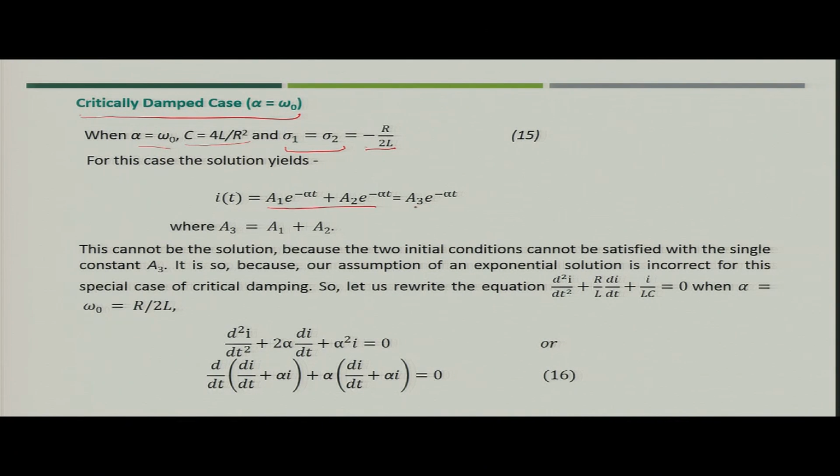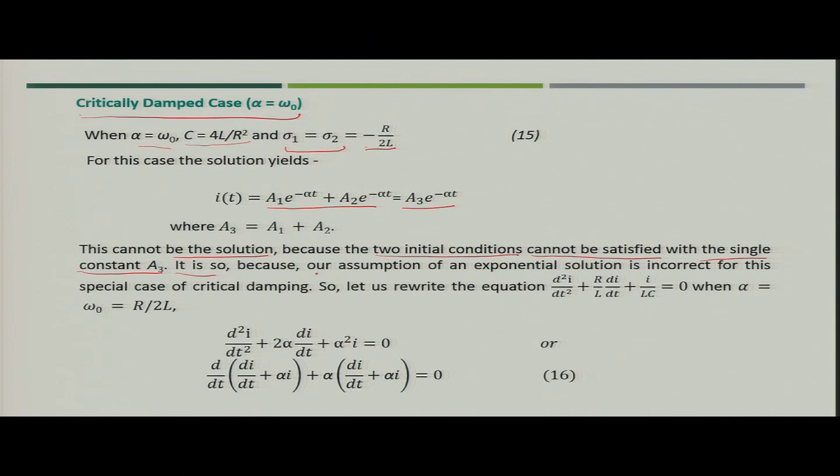You can simplify it, because alpha is equal to omega naught. When you simplify, you can say it as A1 e to the power minus alpha t plus A2 e to the power minus alpha t, or you can simply say A1 plus A2 is nothing but A3. So, the solution will become A3 e to the power minus alpha t. Now, this cannot be a solution, because the two initial conditions which we saw, that is i at time t equal to 0 and di by dt at time t equal to 0, cannot be satisfied with a single constant A3.